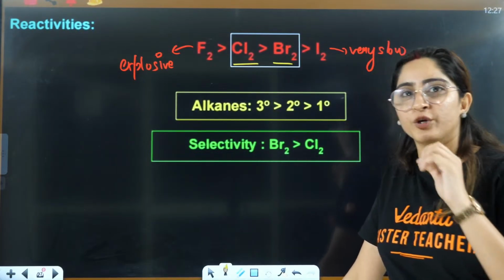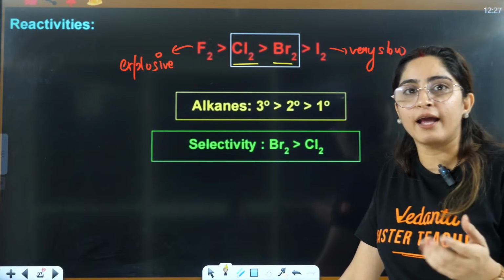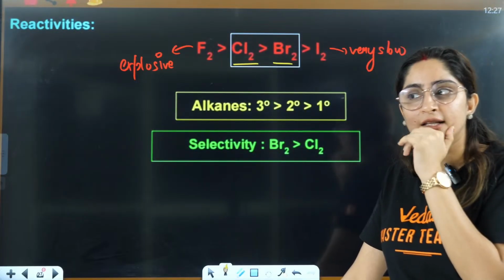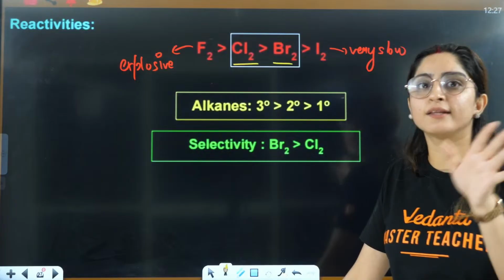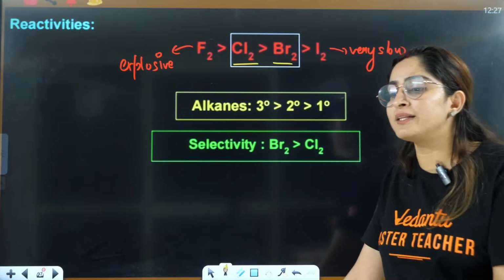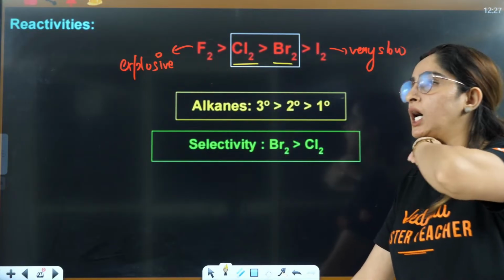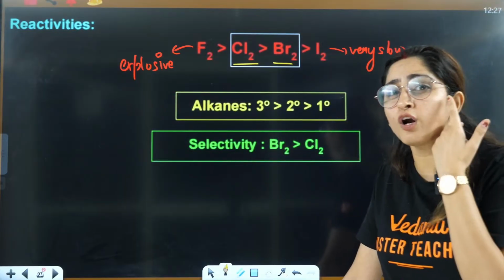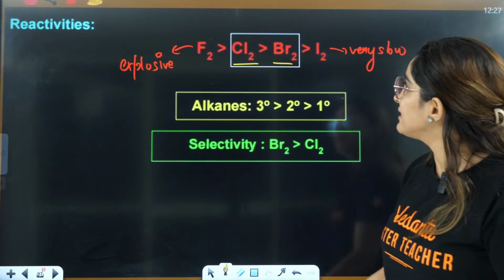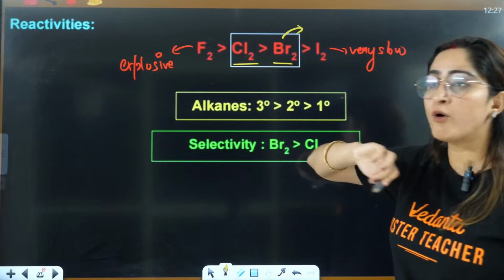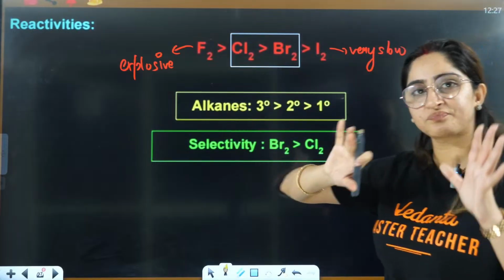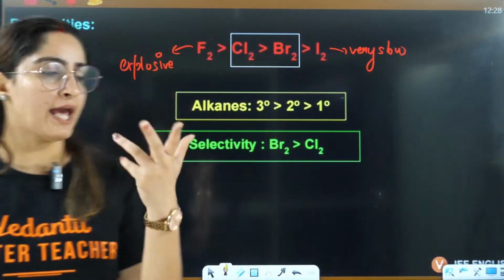So if you see around you, there are people who are very reactive and people who are very selective, right? There are people who will choose one thing and say, this is the thing that I want. They will not think about anything else. They are very highly reactive. They are not choosy, right? They will go to a shop and say, okay, this one dress I really like, I'll just purchase it. They will not look for any other option. They are very highly reactive, right? And then there is selectivity, that is about bromine. It is highly selective, right? So let's talk about reactivity and selectivity of chlorine and bromine.